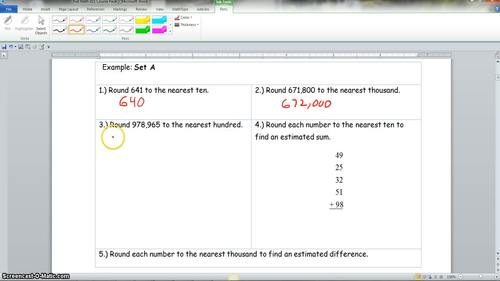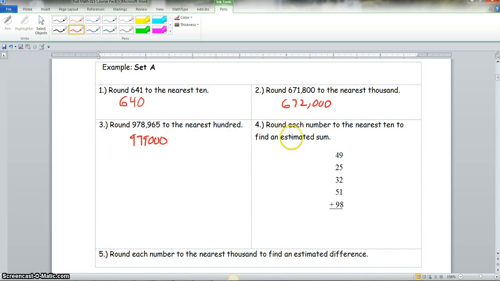Now we go to number 3. It says round 978,965 to the nearest 100. This 9 is in the hundreds place. We look to the right of it. This 6 is greater than 5. So we will add 1 to this 9. We know this 9 will become 10. So it will give us 979,000.